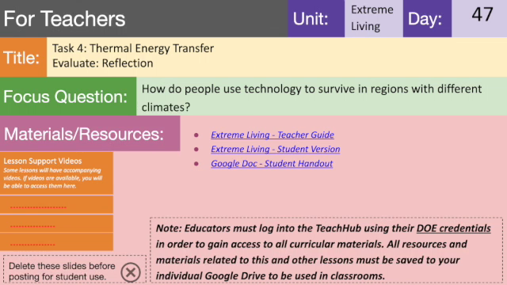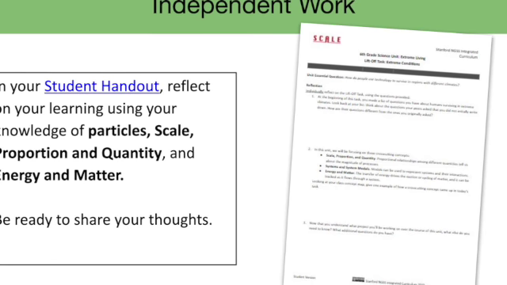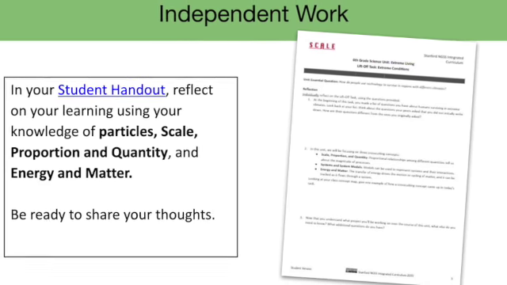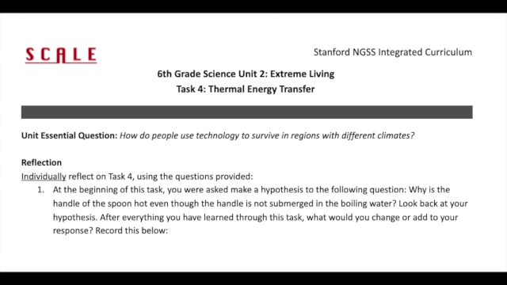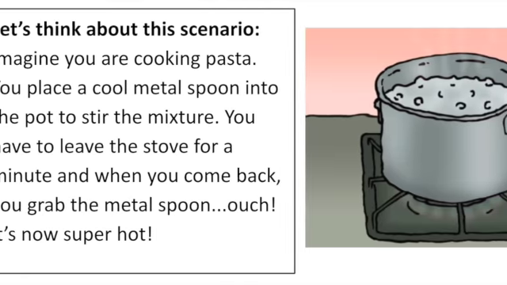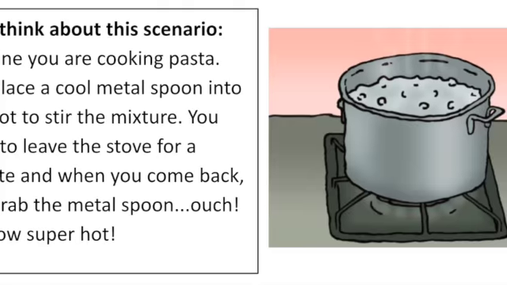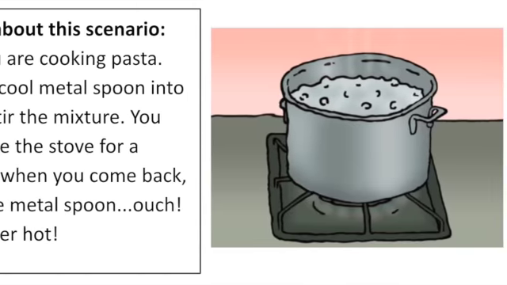Let's go through the key points from each day, starting with the lesson for day 47. Now that students have completed their work for task 4, they will wrap up the evaluate phase with a final reflection. On the final page of the student handout, students will have an opportunity to reflect and make connections on their learning so far. To begin, students will think back to one of the very first images from task 4. Students should look back at their hypothesis about the scenario of the metal spoon in the pot of hot pasta. What can they change or add on to their response?